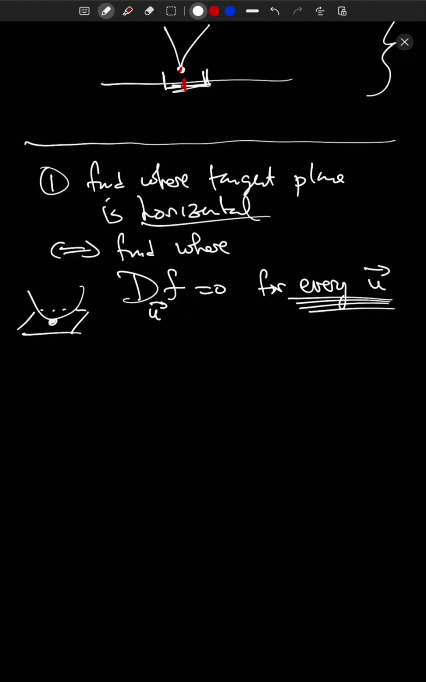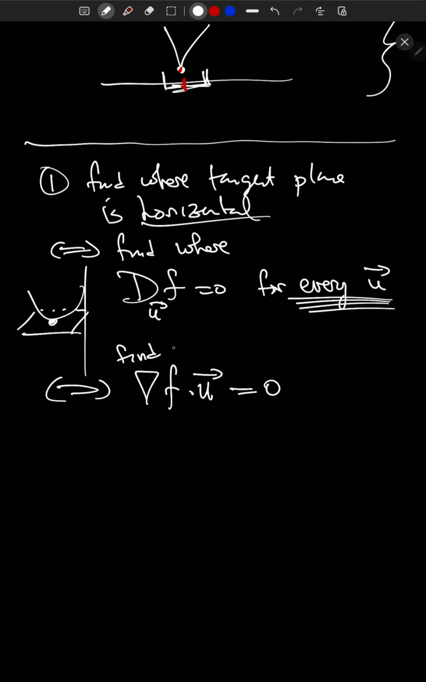Let me continue with this line of thought here. Find where d_u f equals 0. And what is d sub u of f, the directional derivative? That's gradient f dot u, right? So that's going to be find where, let me write the full words, find where gradient f dot u equals 0 for every u.